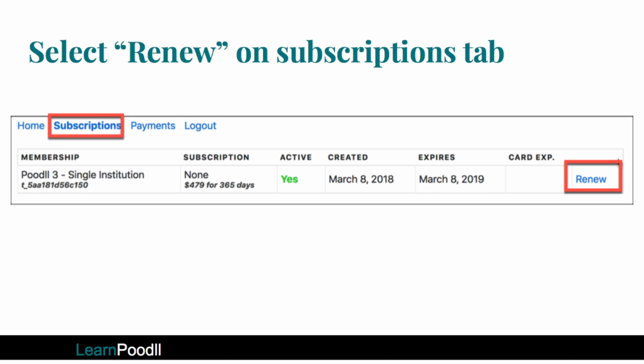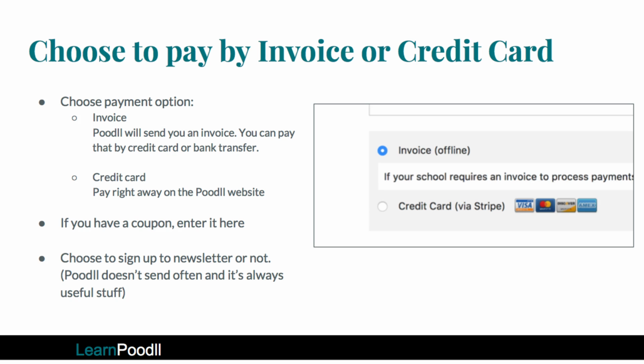Once you are logged into your members area, there will be a subscriptions tab, and if you click on the subscriptions tab, beside your current subscription there will be a link to renew. If you click on that link to renew, you'll be taken to a payments page. On the payments page you have two options. You can pay by invoice or by credit card.